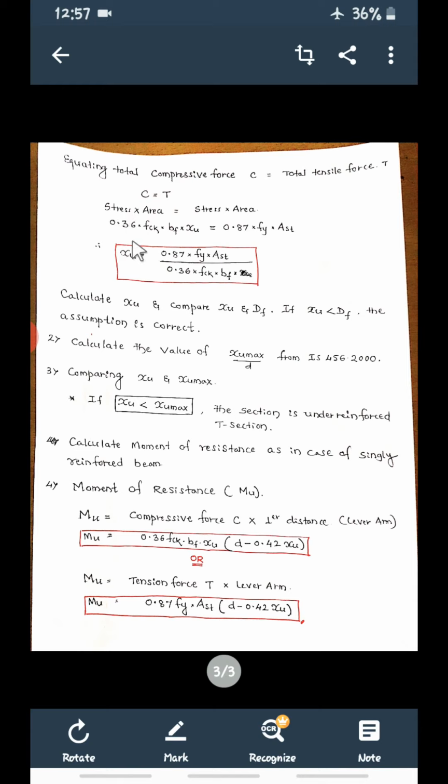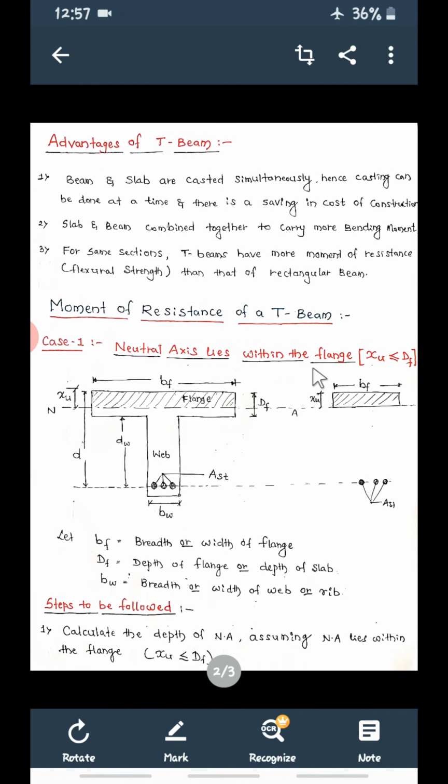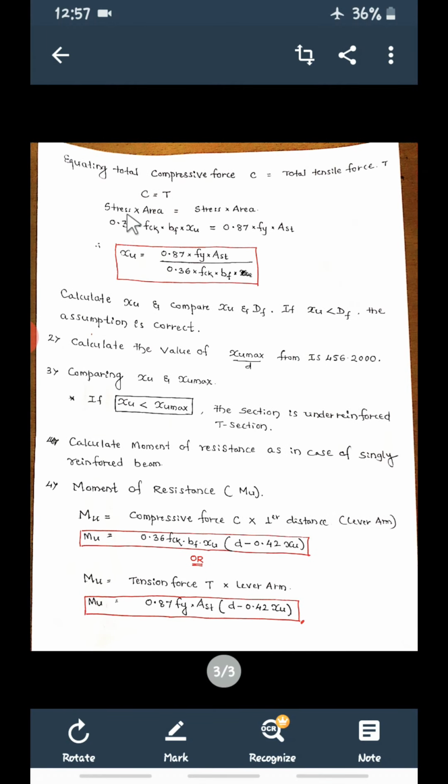Already we know this. This is stress and this is area. What is the area of this portion now? Width is BF, depth is XU. Only this part we are considering. What is the area? BF into XU. So stress is 0.36 FCK and area is BF into XU.